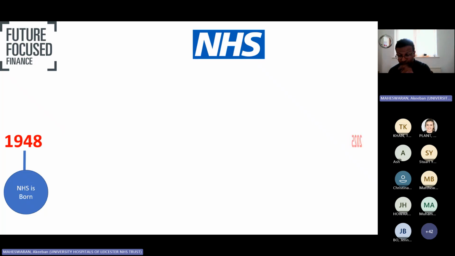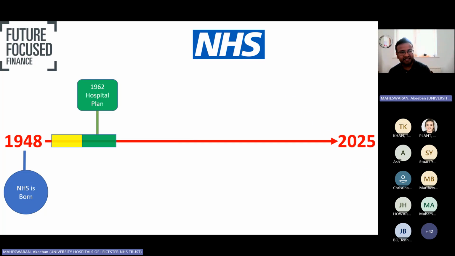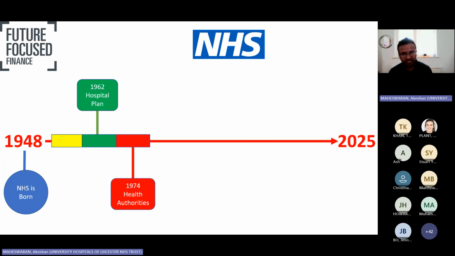Okay, it ran out of money in year one. And since then, it's had multiple evolutions. In 1962, they tried to make it more planned. They tried to build a DGH for every 125,000 of the population. They started, and they ran out of money. They realised in 1974 they needed more of an overarching body, so they developed these health authorities.